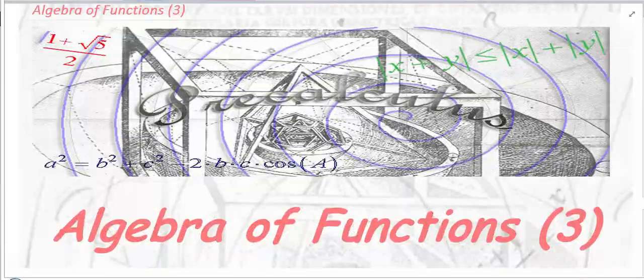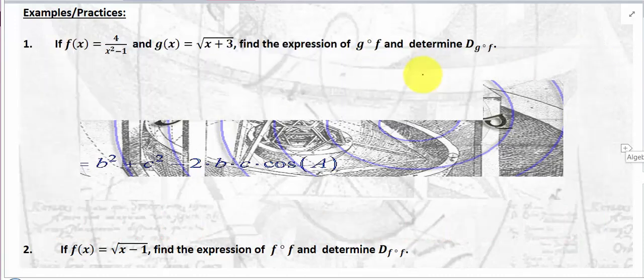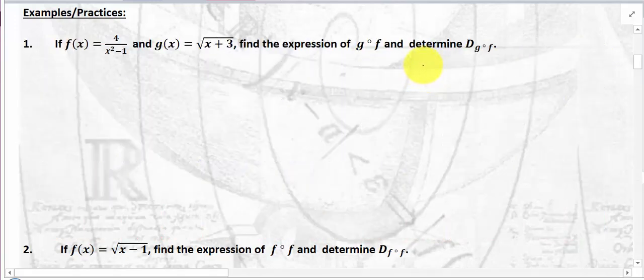In this last lecture on the algebra of functions, I'm just going to go over some examples of function compositions. Okay? So let's start with example number 1. Example number 1 looks like an example we have done already in the previous lecture, but this time I'm asking you for g of f and the domain of g of f. Yesterday it was f of g. Okay, so let's go with g of f.